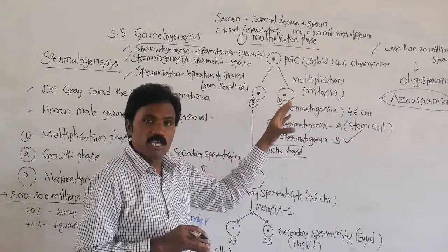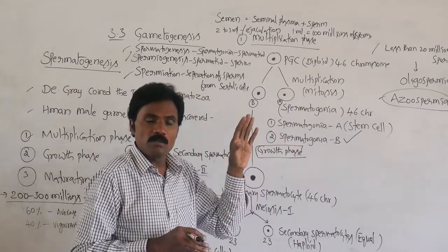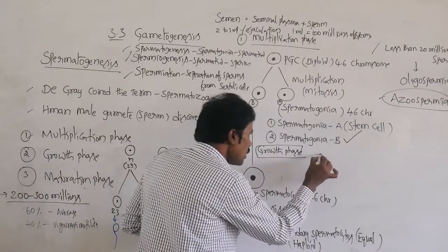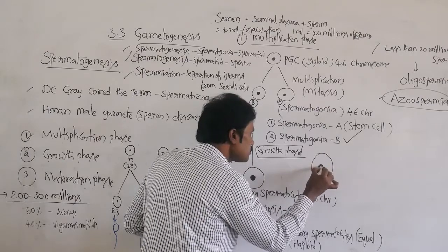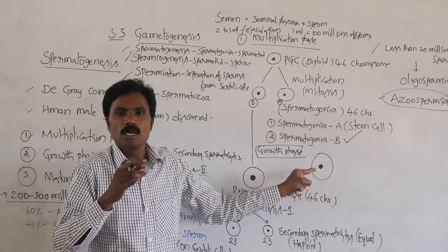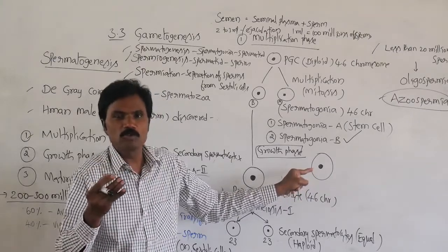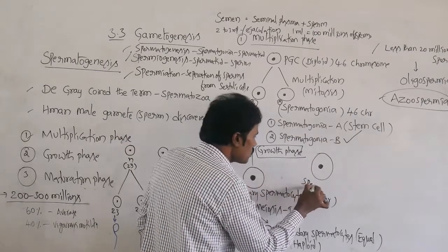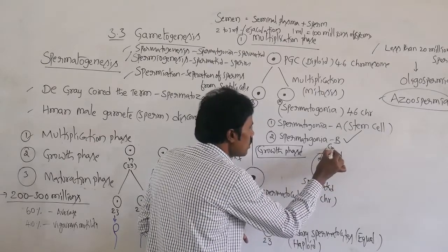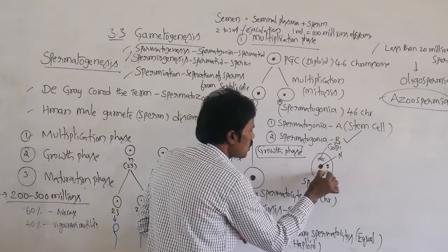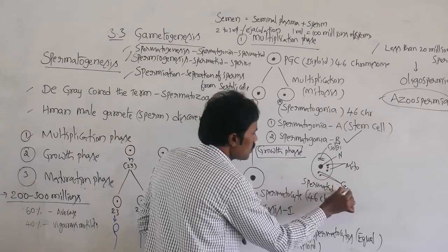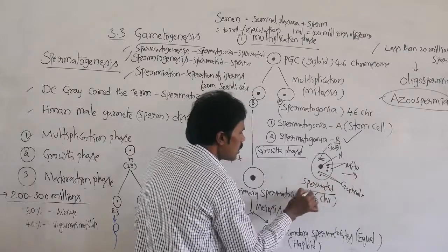Each and every sperm has 3 particular parts. If we observe, this is what we normally call a spermatid. How does it develop from spermatid to spermatozoa? In the spermatid, this is the nucleus, this is the Golgi complex, this is the mitochondria, and these are the centrioles.